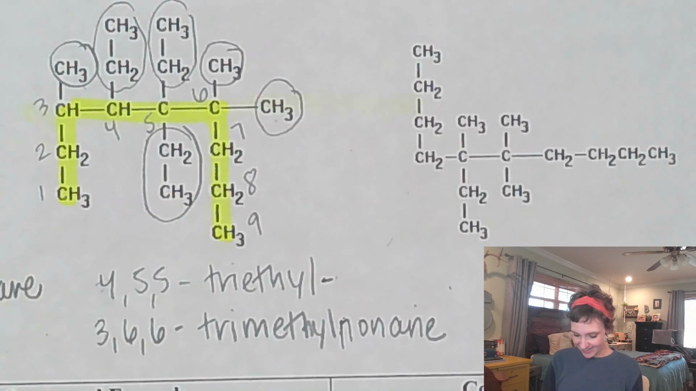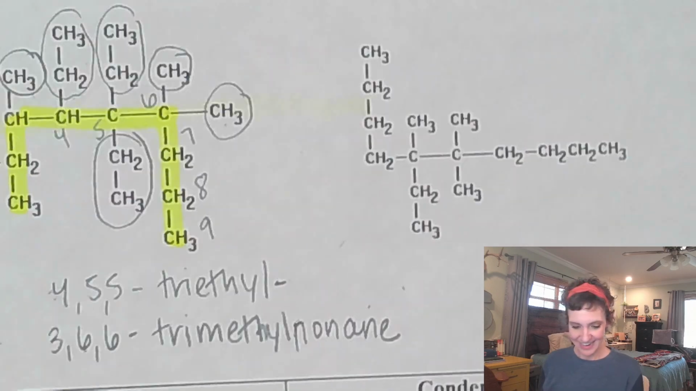Isn't this fun? It looks so scary, but we just figure out the structure, right? By finding the parent chain, numbering our carbons, circling our branch groups, and then blasting out the name. Cool. All right, next one.